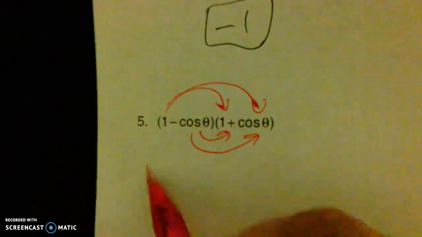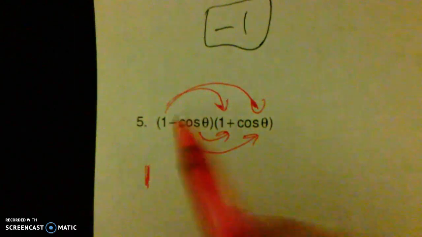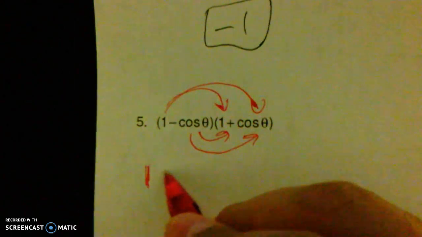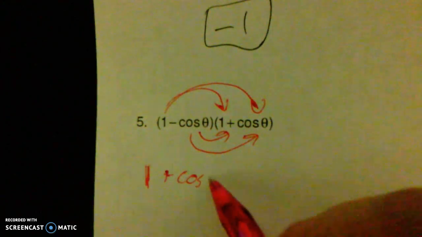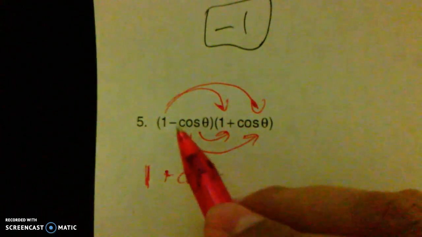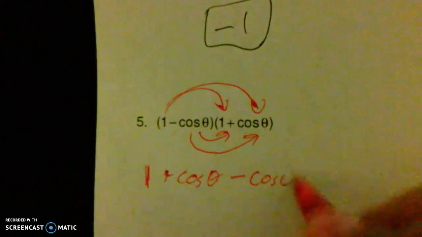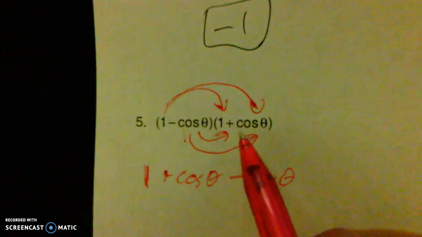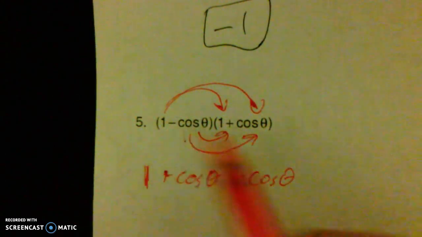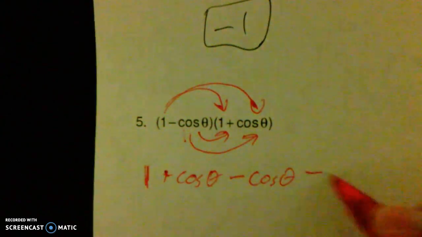So when we do this, we got 1 times 1. That's 1. We got 1 times cosine. That's cosine. So plus cosine. And then we got negative cosine times 1. That's negative cosine. And then the last part, we got negative cosine times cosine. So negative times a positive is a negative. Cosine times cosine is cosine squared.